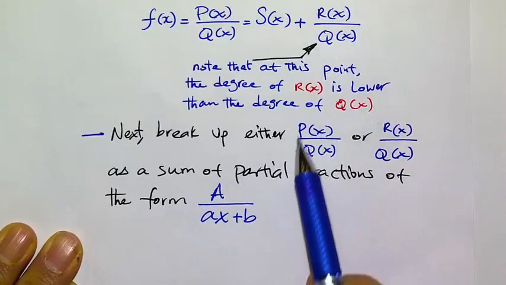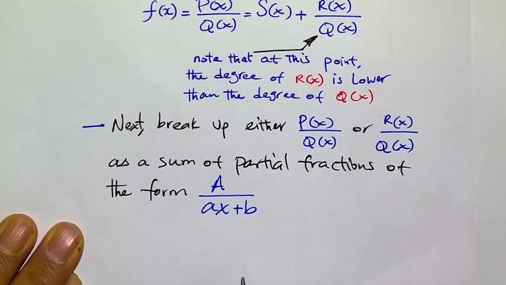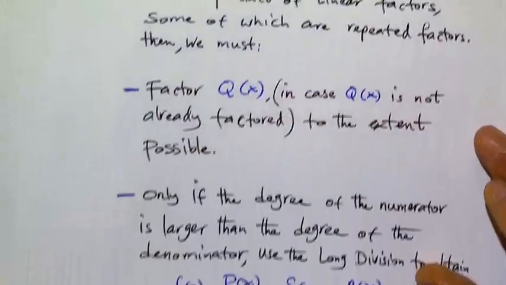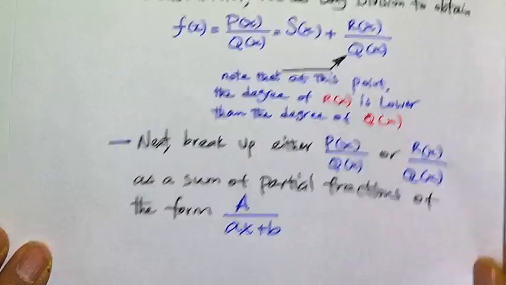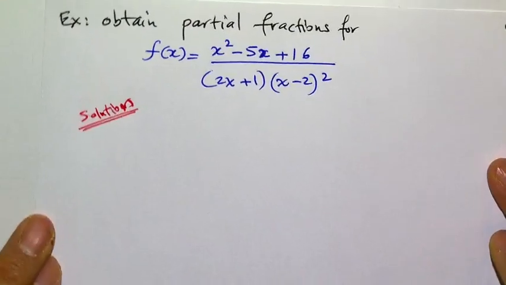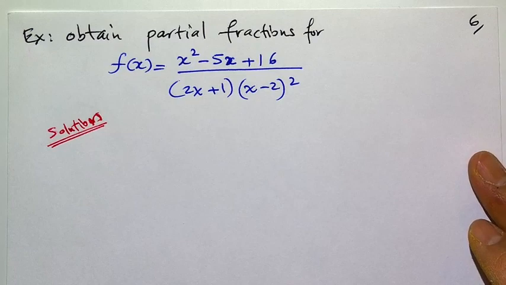We either have to break up this one or this one as a sum of partial fractions of the form a over x plus b. Okay, so this page 5 is just describing what case 2 is doing. If you ever forget how this is done, you can come back to this sheet of paper and remind yourself. This is a description of what we will be doing. But nothing is better than just going through an example, right? Practically seeing how this works. And we're going to do that.